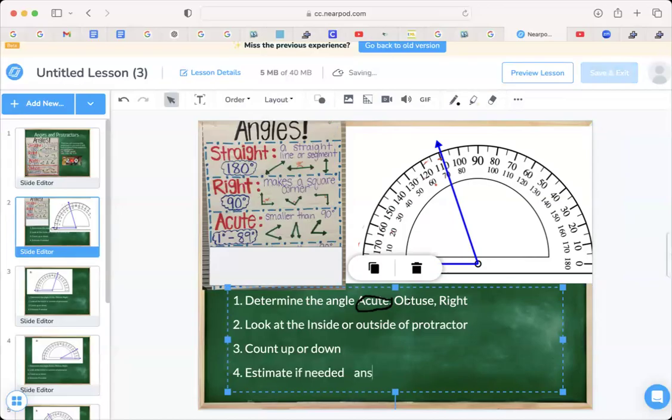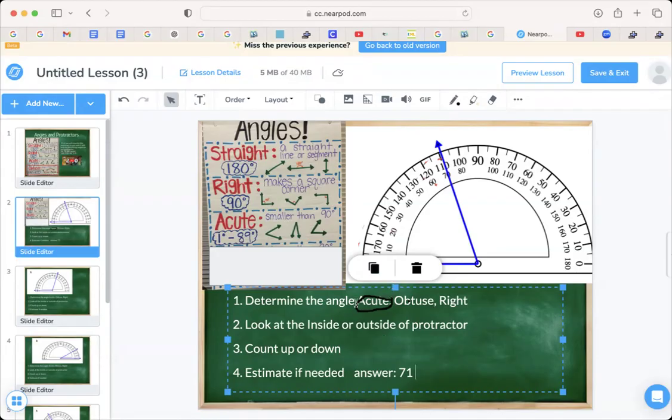So the answer is 71 degrees. Clear? All right, so we're going to go over this one last time, and then you're going to get up and do 5 jumping jacks, okay?